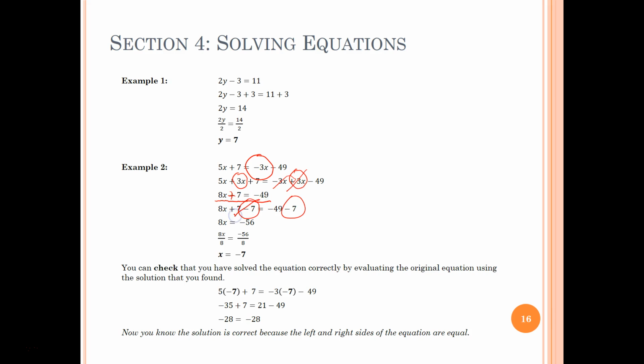It cancels on the left and moves that 7 over to the right, leaving us with 8x equals negative 49 minus 7, or negative 56. Now let's divide by that 8 to get x completely by itself. And that leaves us with an answer of x equals negative 7.